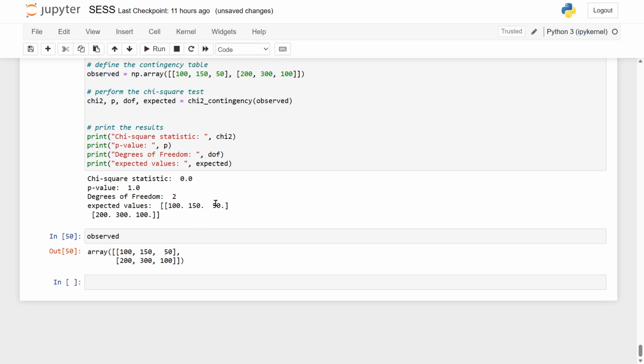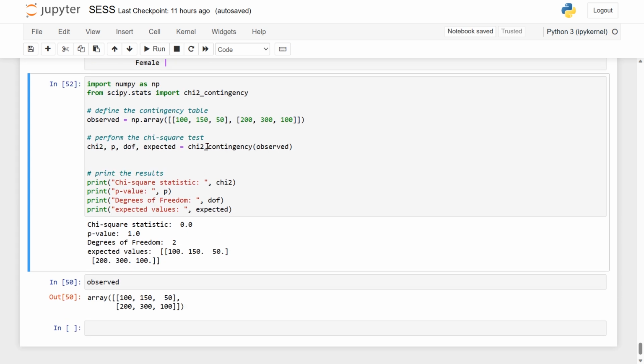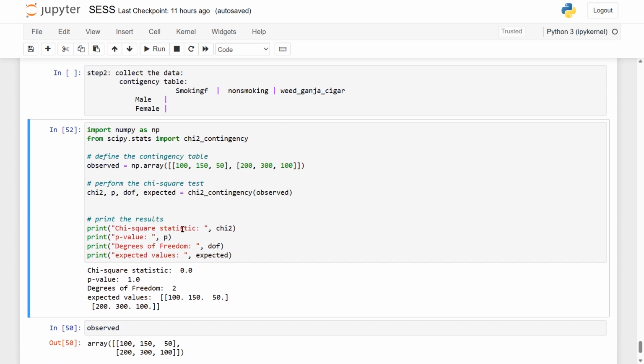So now the observed array contains the observed frequencies from each group and outcome. We use the chi2_contingency function from scipy.stats, which performs the chi-square test and returns several outputs, which consist of chi-square. This is the chi-square test statistic value. I don't know, it's given 0.0. Maybe the issue is with the data. That's okay, still fine.